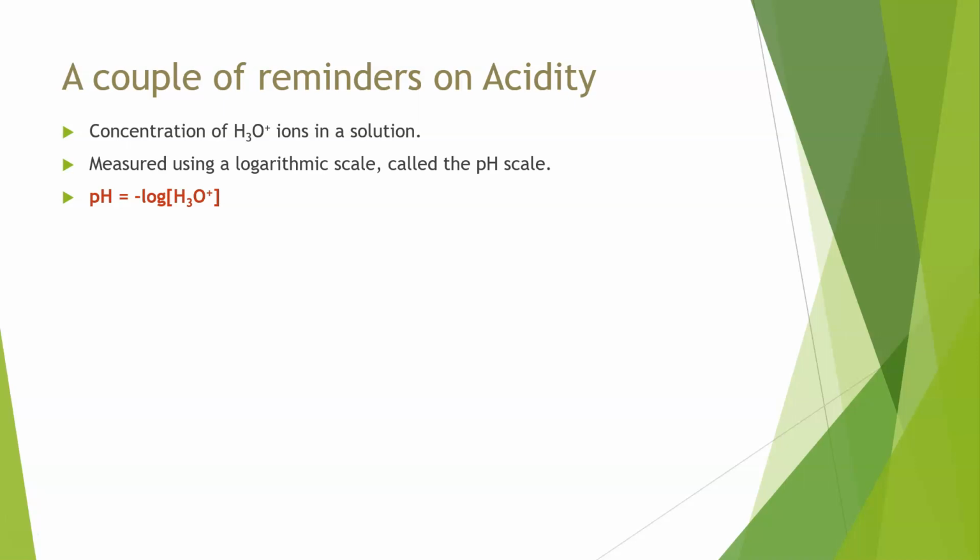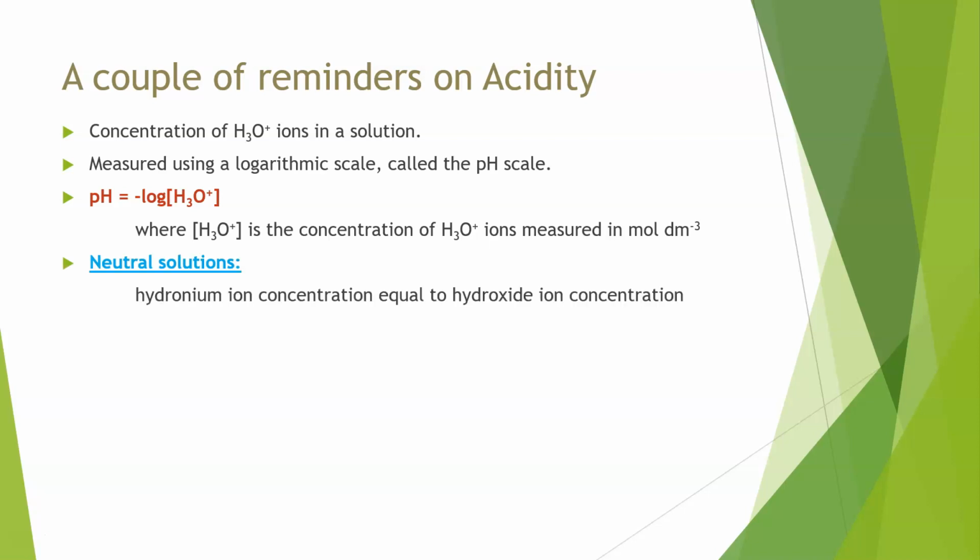We can use the equation that the pH is equal to the negative log of the concentration of H3O+, and this is measured in moles per decimeter cubed. Neutral solutions are defined when the hydronium ion concentration is equal to the hydroxide ion concentration. At 25 degrees C, this means the pH will be 7, but as we learned in one of the recent videos, if we change temperature, then the pH changes.